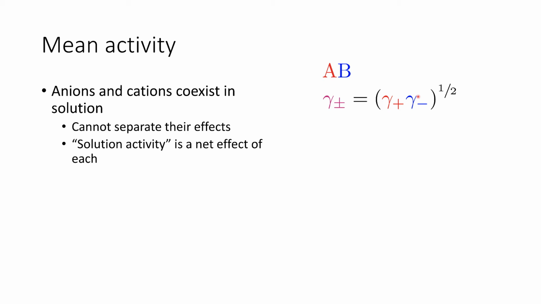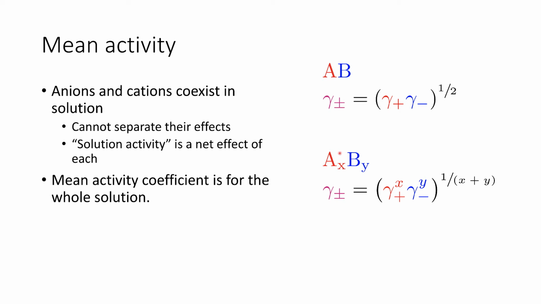Fundamentally, we're looking at solution activity as a net effect of these two things combining. And the mean activity coefficient covers the entire solution. So if we have a different salt with different components, we would expect the mean activity to combine in this manner, where we simply have an algebraic relationship between the mean activity of each of the components combining to give us that mean activity of solution. But how does the activity coefficient vary with concentration? We need to understand a little bit about how this works.